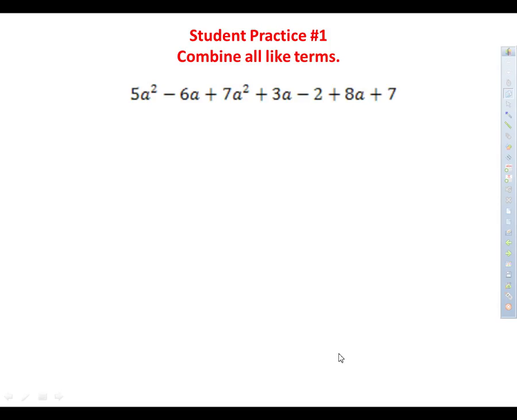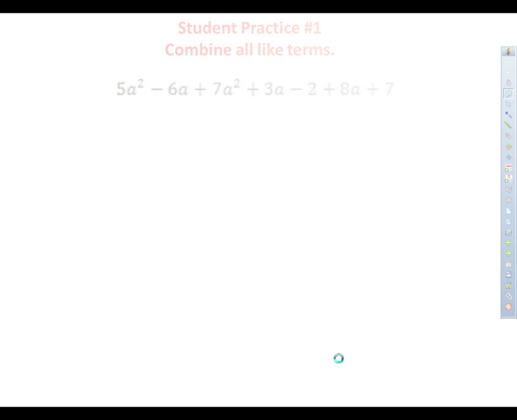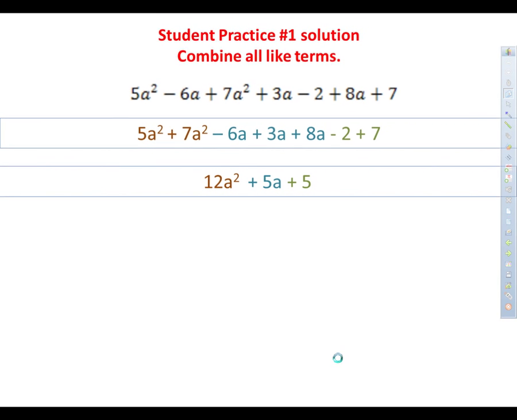So now it's time to do some practice. Pause the video to give yourself some time to combine all like terms. And our final result is 12a squared plus 5a plus 5.